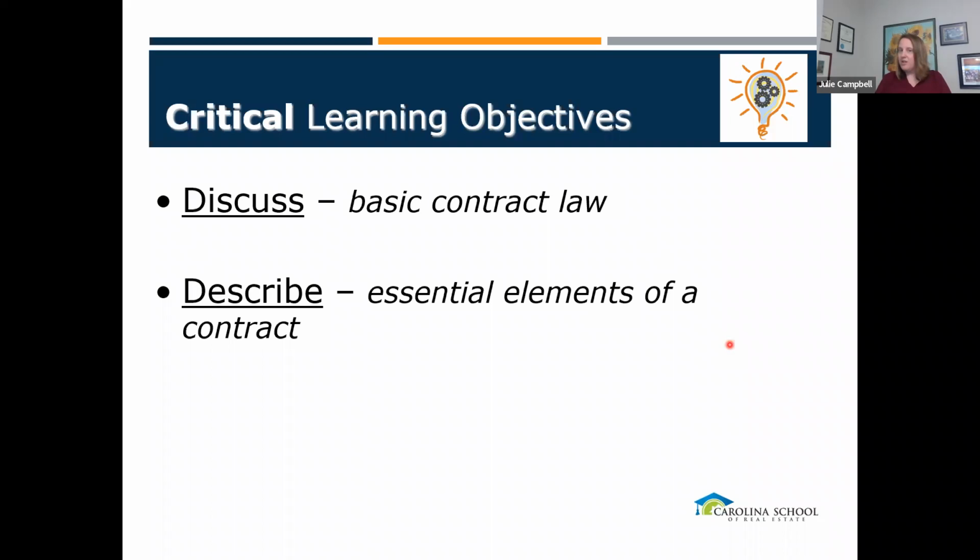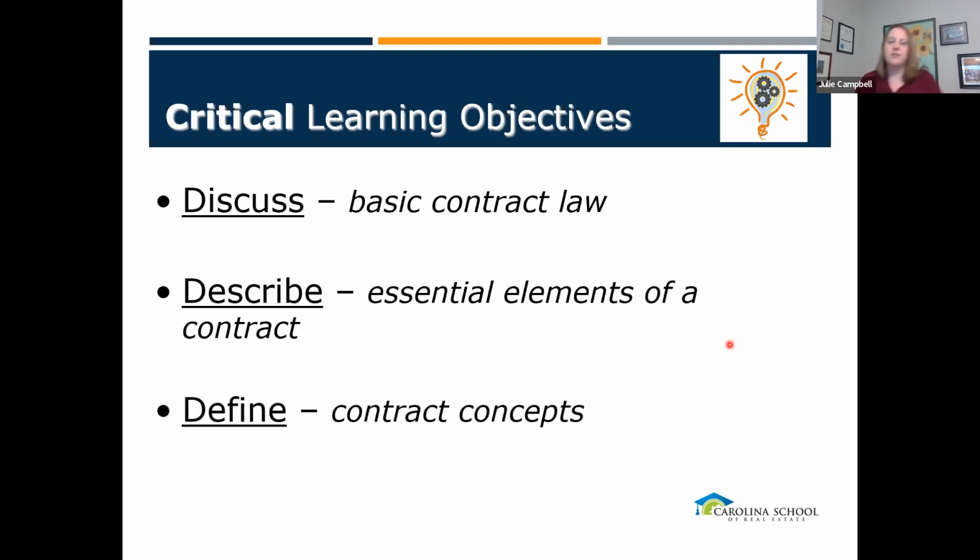If the judge is trying to determine if this contract is valid or not, the judge is going to look for these essential elements. There's some contract concepts that we have to define. Again, a lot of vocab words, a lot of words to just know the meaning. So Unit 9 is our basic contract law.